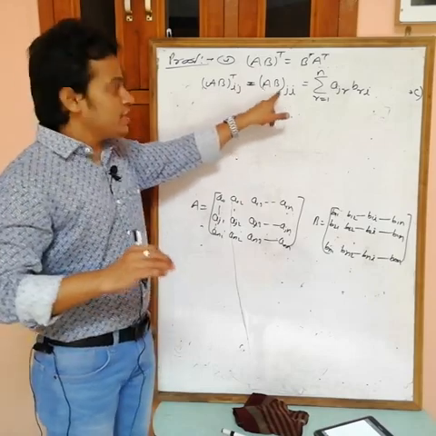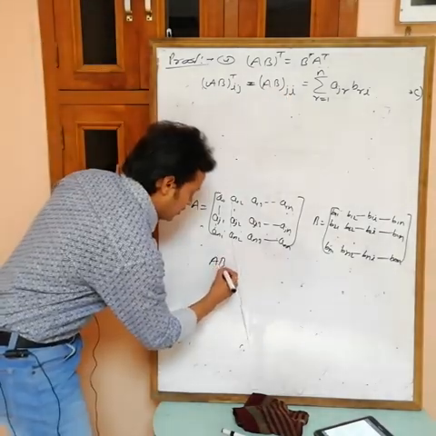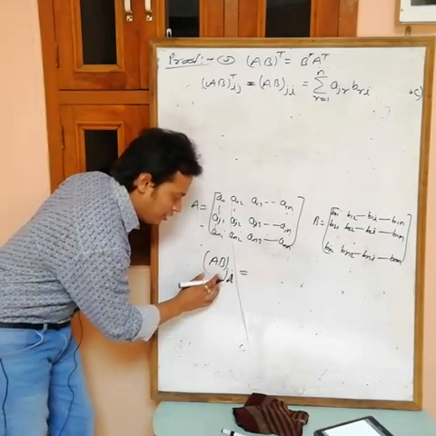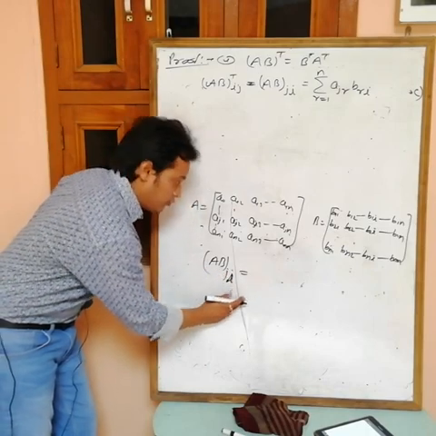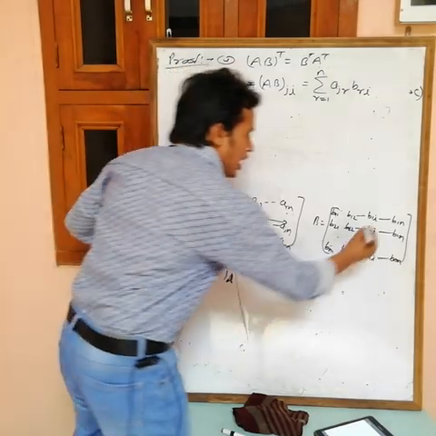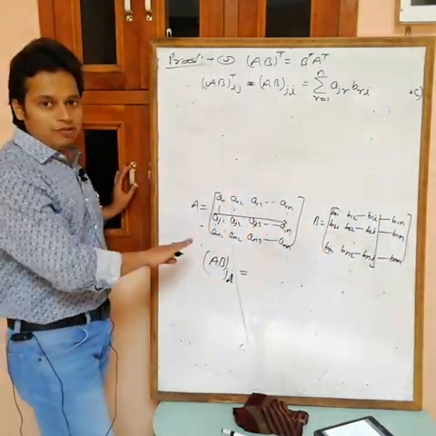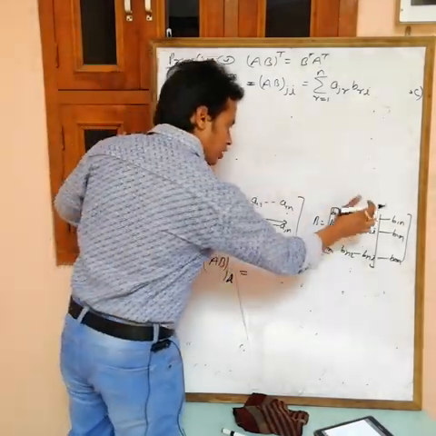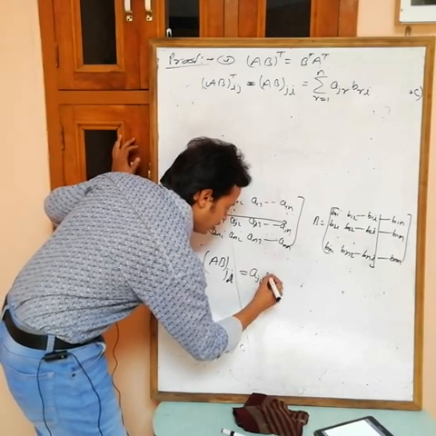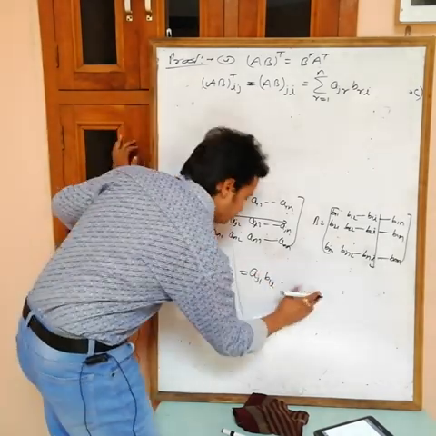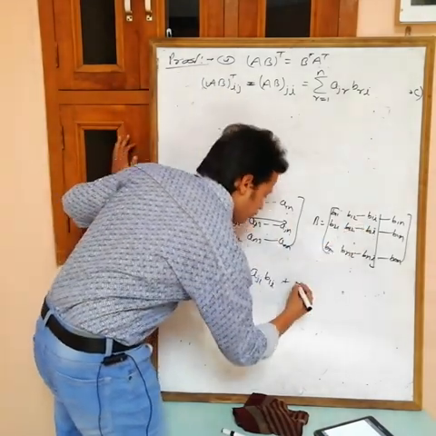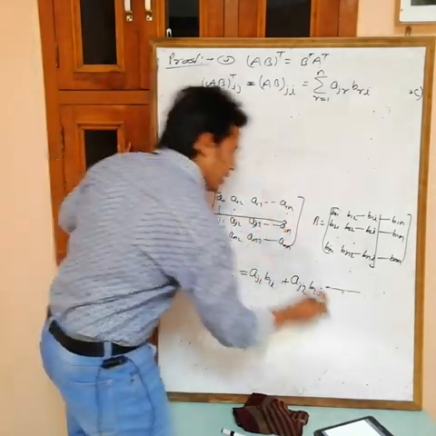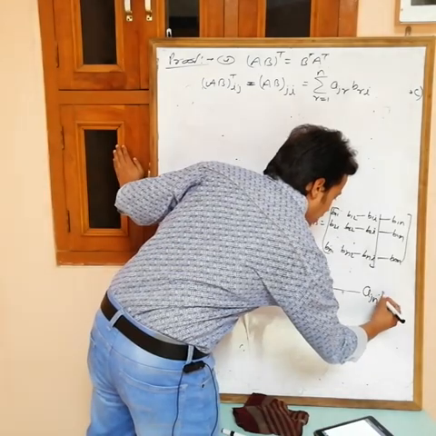Now what do we want? We want the jith element of A into B. To get the jith element of A into B, we have to multiply the jth row with the ith column of matrix B. Then you will get the jith element of the product matrix. So multiply, what you will get? Aj1 into B1i, plus Aj2 into B2i, similarly at the end Ajn into Bni.